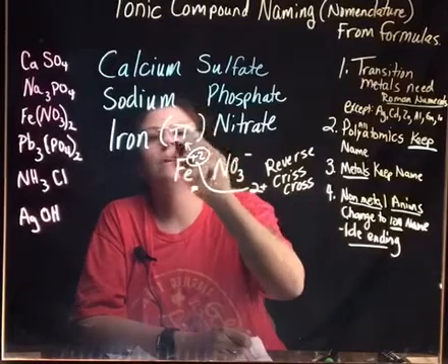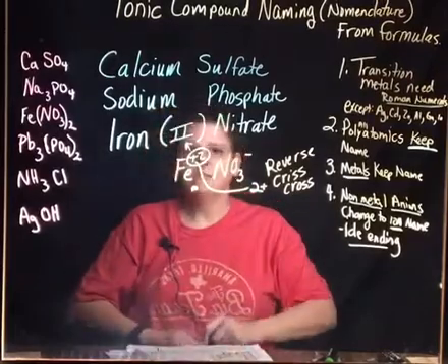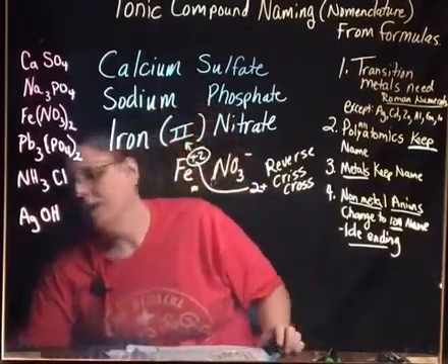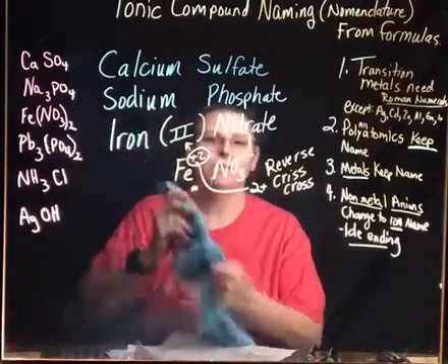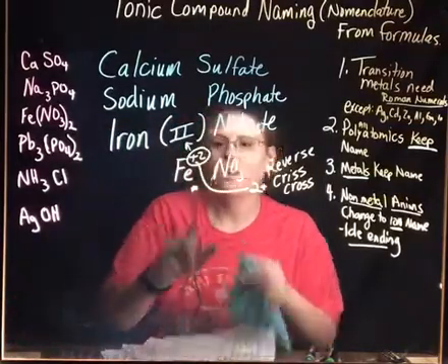The 2. Okay? It's iron 2 nitrate. Iron 2 nitrate. So reverse crisscross. Okay?